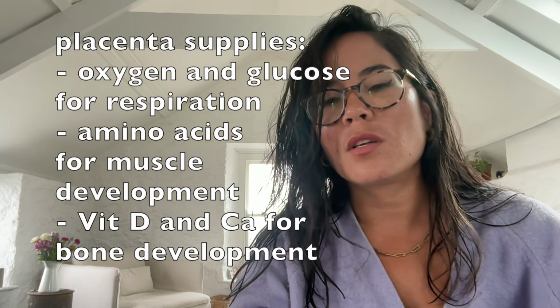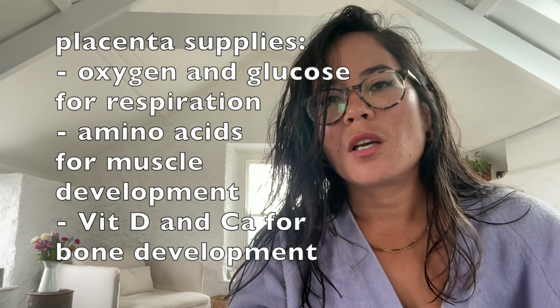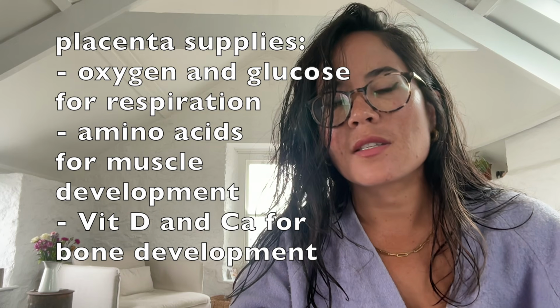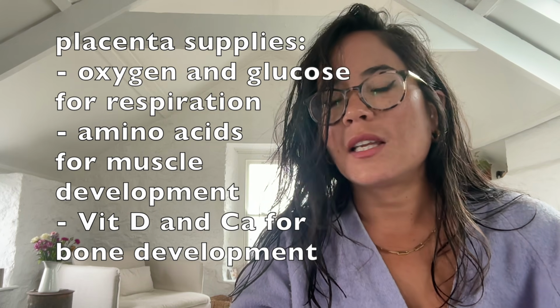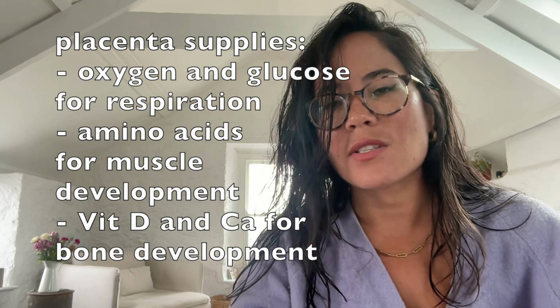Now, the placenta is a hugely important organ. It develops while the fetus is developing inside the uterus. It's an organ supplying the fetus with everything it needs for growth. So it will supply oxygen needed for respiration, glucose again needed for respiration. It will supply amino acids needed to develop muscles within that fetus, vitamins again needed for bone development, so that will be vitamin D as well as the calcium mineral ion.